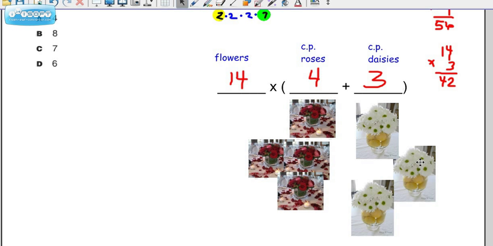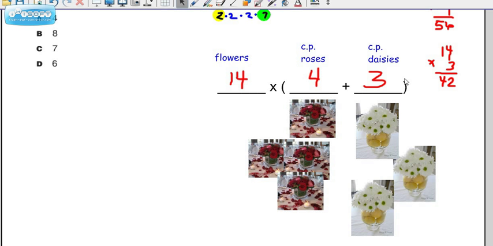So let's ask ourselves, how many vases do we have, or centerpieces? Looks like we have 7 centerpieces. By the way, if the question did ask how many centerpieces do we have, then you would answer that as 7, but it wanted to know the number of flowers in each centerpiece. So let's just make sure we have the original number of flowers.